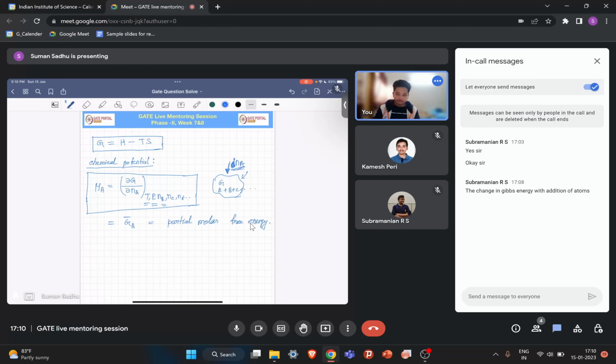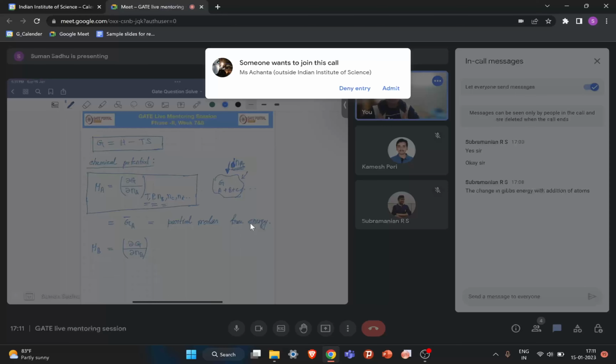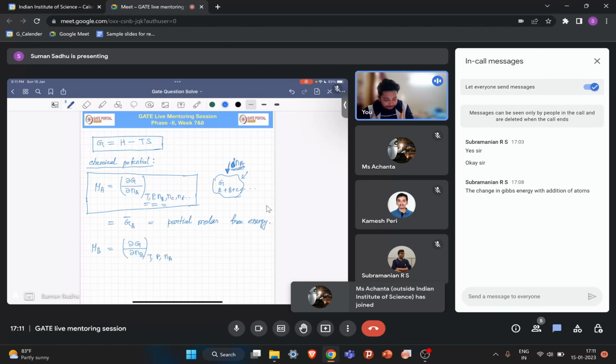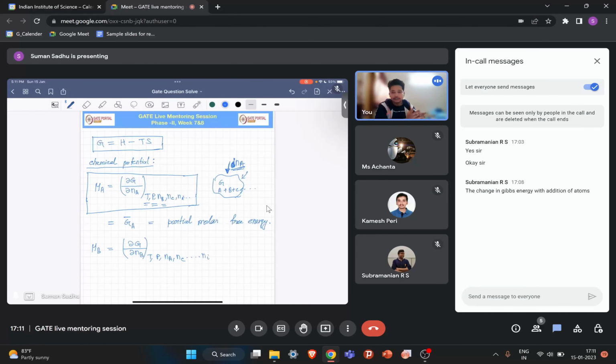Similarly, how can we write mu B? It is also similar: the change of free energy of the system divided by dnB, per unit mole of addition of B, when temperature, pressure, the number of moles of A, the number of moles of C, up to the number of moles of I, all the other elements, are constant. This is how we define chemical potential. I hope every one of you knows what chemical potential is.